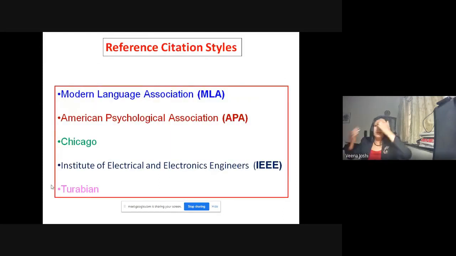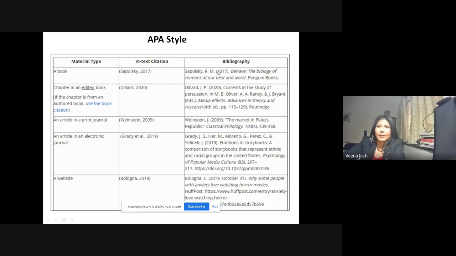I would have read each one, but we don't have time. Take screenshots. These are some of the most common ones: MLA, APA, Chicago, IEEE, and Turabian. This is the APA style. You can use any of these styles, but once you have picked one style, from the beginning till the end you stick to one. This is what you need to do.